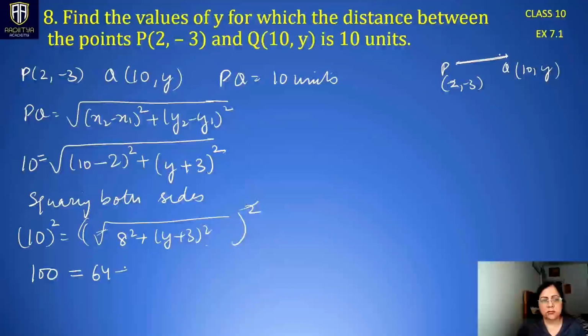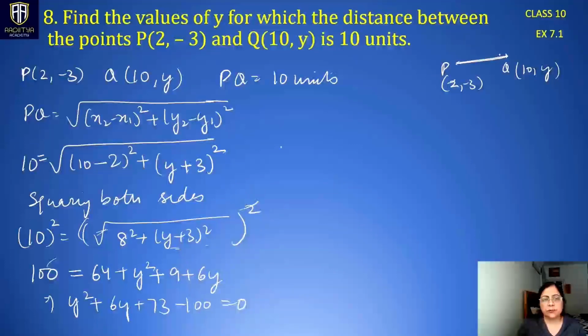8 square is 64. This is (a plus b) whole square, a square plus b square, 2 3s are 6y. So now y square plus 6y, 64 plus 9 is 73. This 100 goes to that side in minus. This becomes 0. So we have y square plus 6y minus 27 is equal to 0.